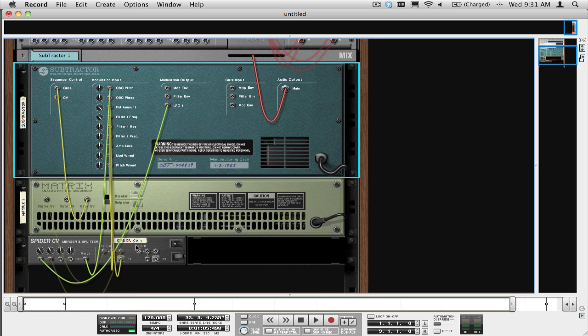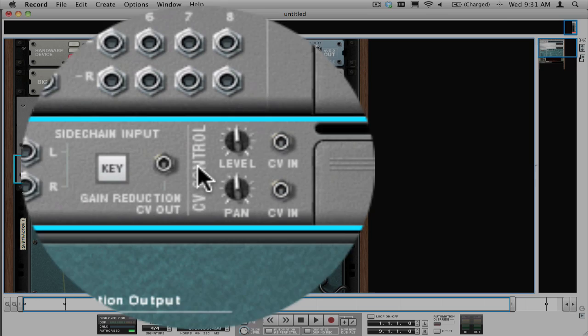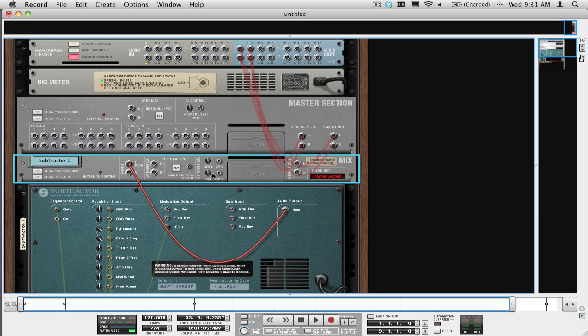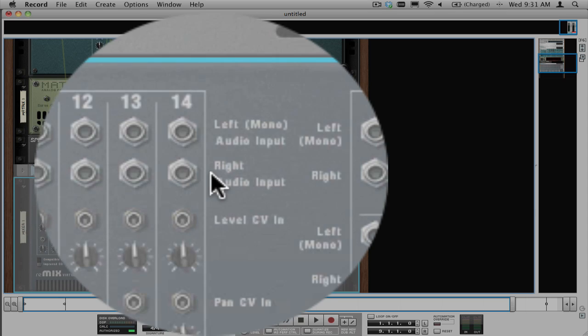Now, the example I gave you here is using CV and gate for synthesis techniques, but of course, these could be useful for audio manipulation as well, since all of the mixer channels in both Record and Reason have CV inputs for level and pan. As you can see here on a mixer channel, you have those CV inputs, and if we were to create a 14 channel by 2 mixer, those also have CV inputs.